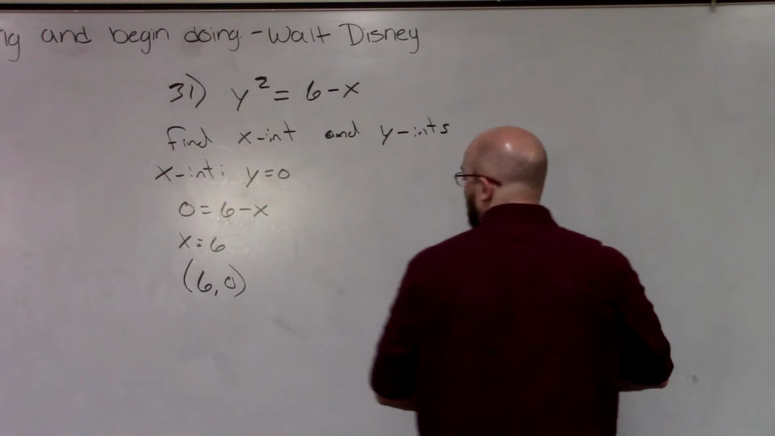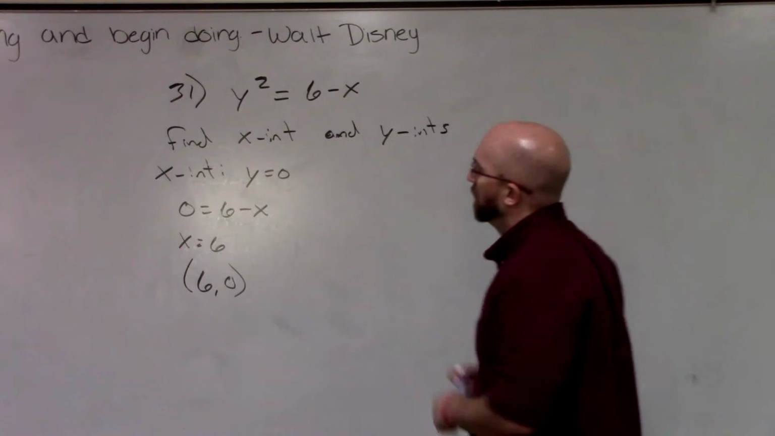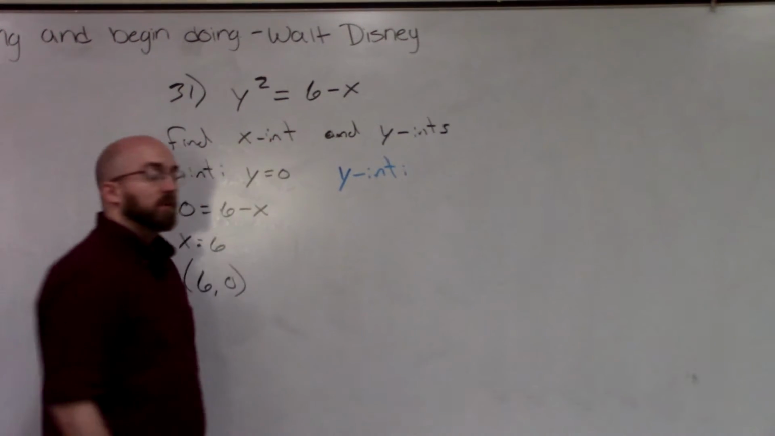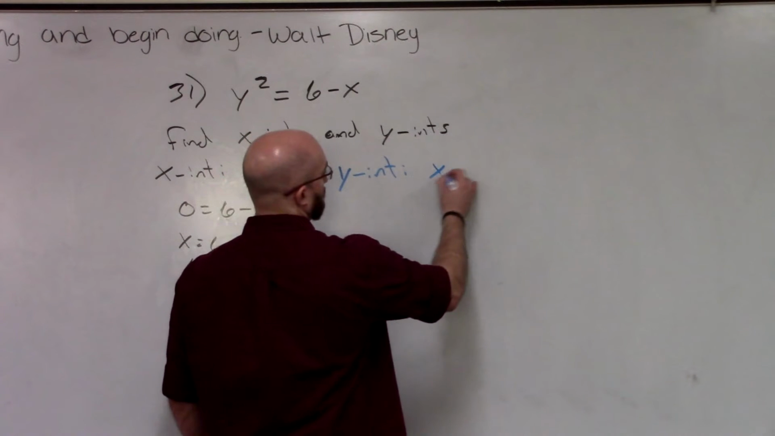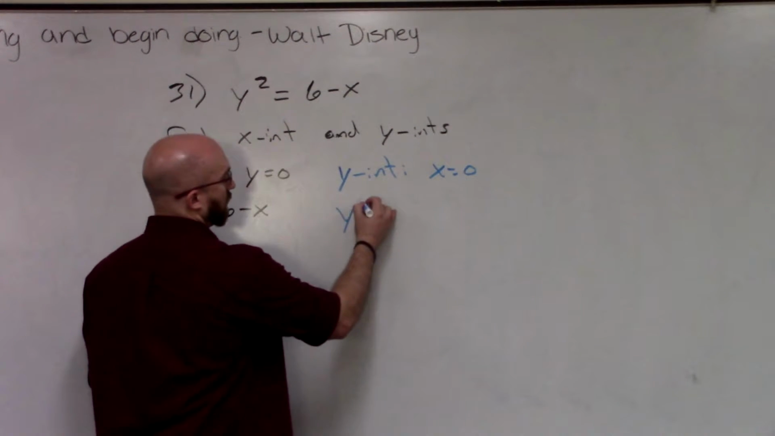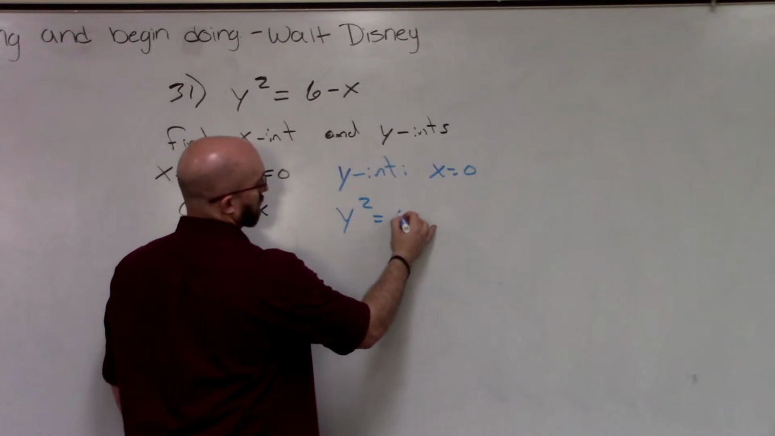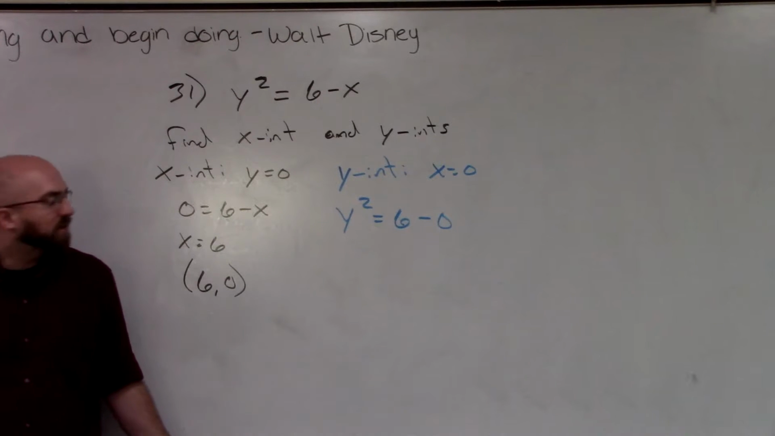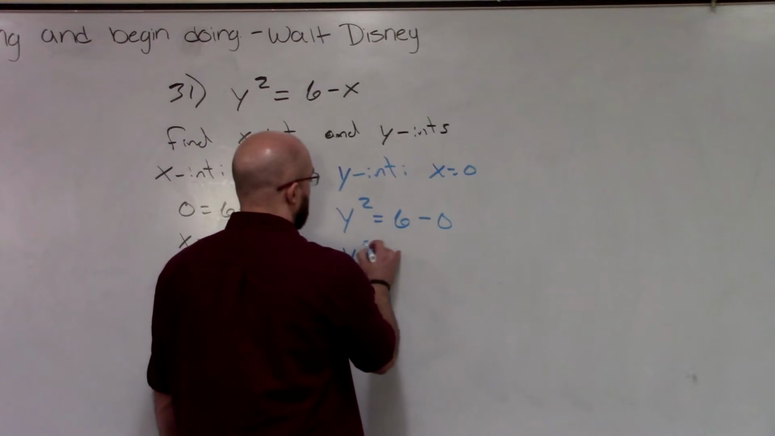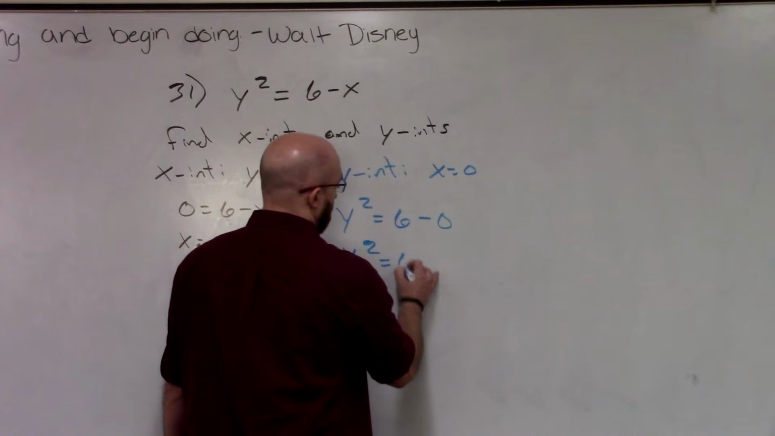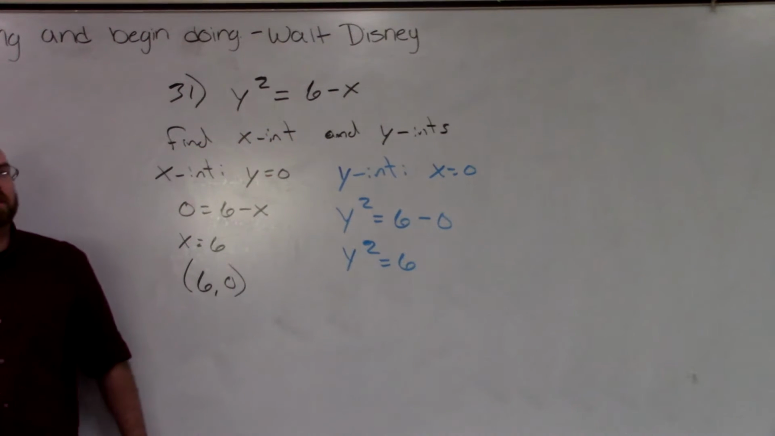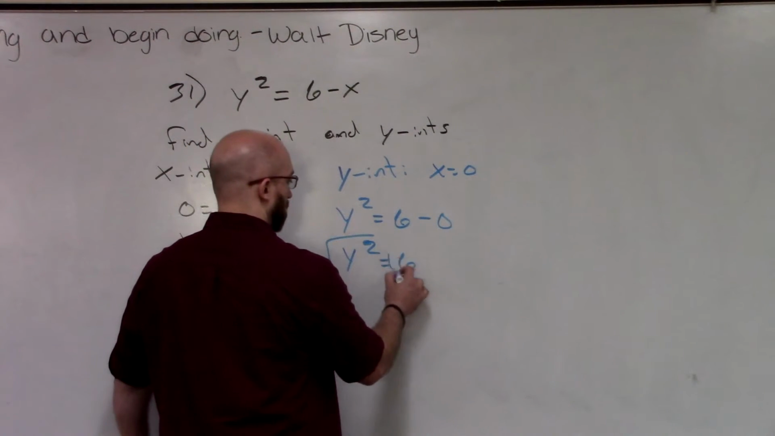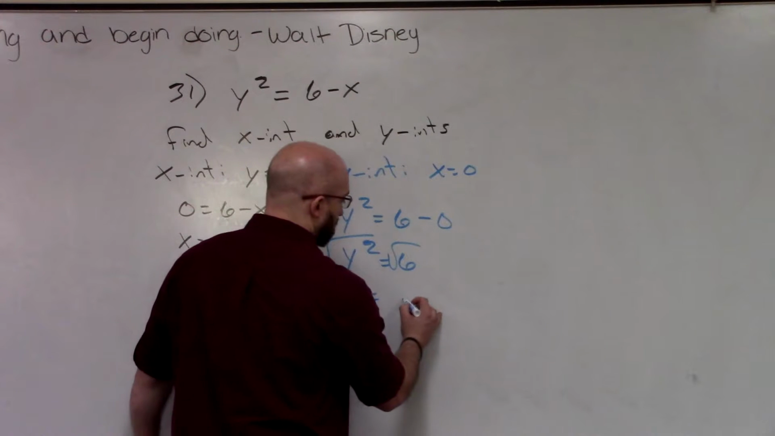Now let's find our y-intercept. Remember, we let x equal 0. So we get y squared equals 6 minus 0. That just goes away. So we get y squared equals 6. But remember, we want to get y by itself, so no exponents on it, no numbers whatsoever. So we're going to take the square root, and we get y equals the square root of 6.